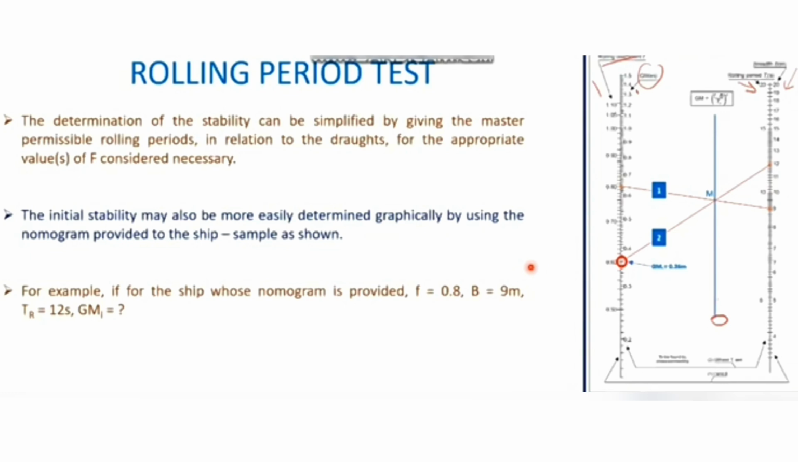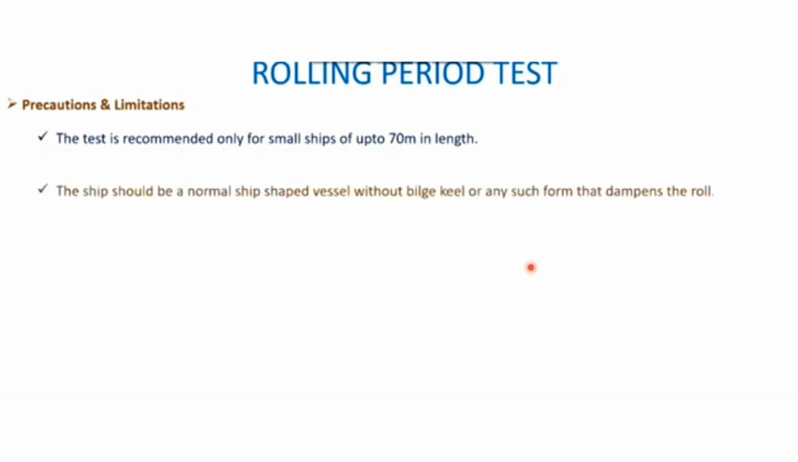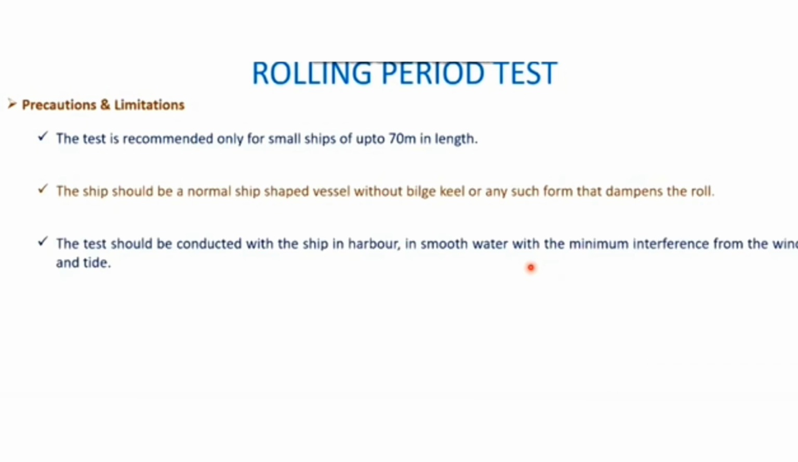Is that clear, beta? Clear? Limitations, I think they are straight and simple. We already know them. The test is recommended only for small ships up to 70 meters. The ship should be a normal ship-shaped vessel without bilge keel or any such form that dampens the roll. The test should be conducted with the ship in harbor or in smooth water with minimum interference from wind and tide.